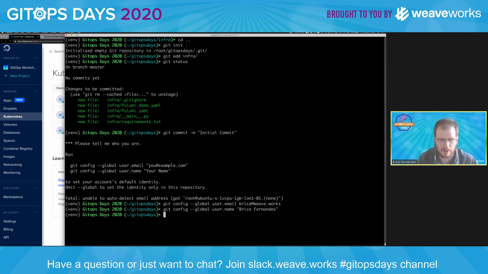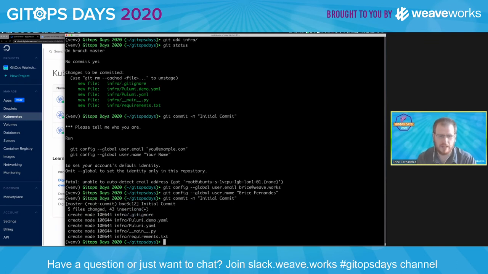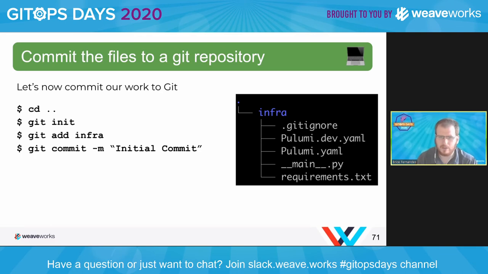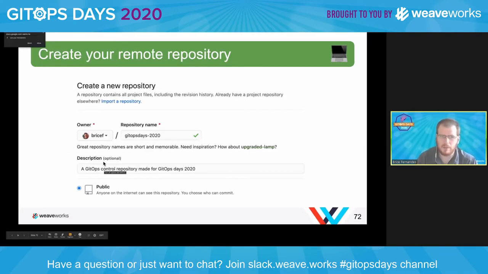So now we've told Git who we are, we should be able to make that initial commit without an issue. There we go, good. So now we have a Git repository with our state in. Is this sufficient? Are we GitOps yet? Well, we'll need a remote repository too. So let's go ahead and do that.